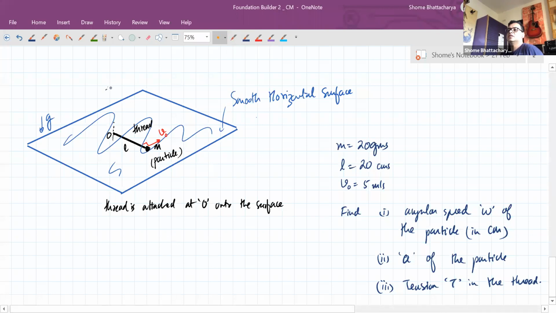So let us say we are taking this as our y-axis, this is our x-axis. So our z-axis is the vertical axis. So the smooth horizontal plane is the xy plane.